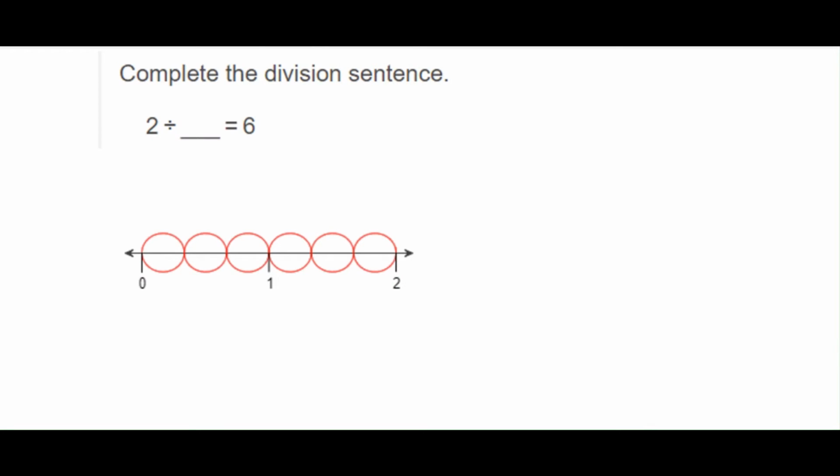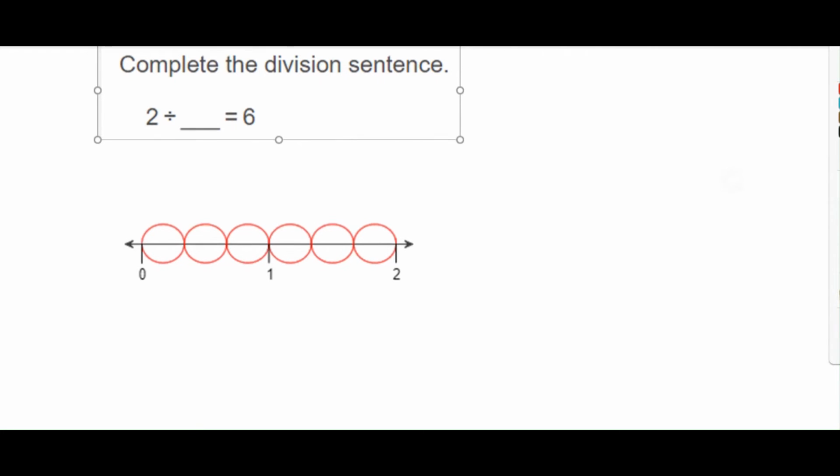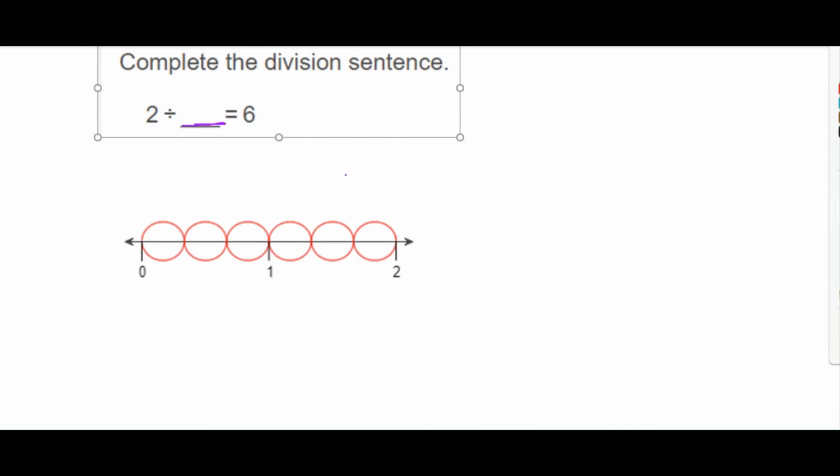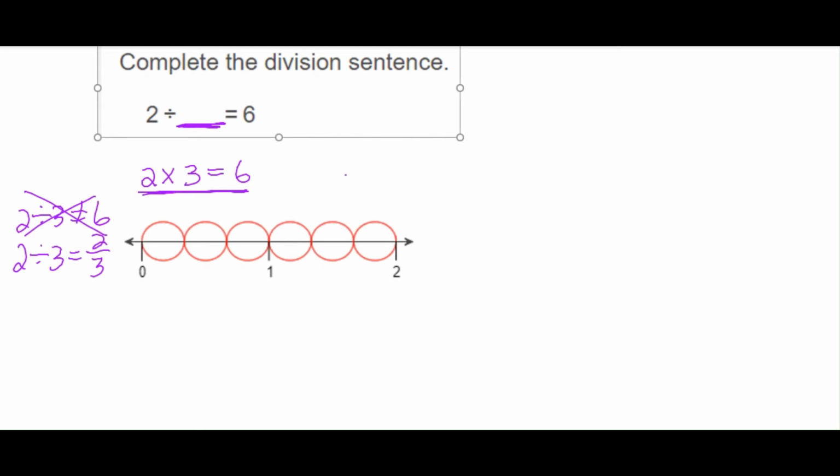So let's look at the next one. Complete the division sentence. I hope by now you have this, but we're going to do one more example just to make sure. So we have 2 divided by a number is equal to 6. We have to figure out what that number is, and obviously that number is not what number? It's not 3, because we know that 2 times 3 equals 6. So there is no way that 2 divided by 3 will equal 6 as well. 2 divided by 3 is equal to 2/3, not 6. This is incorrect.